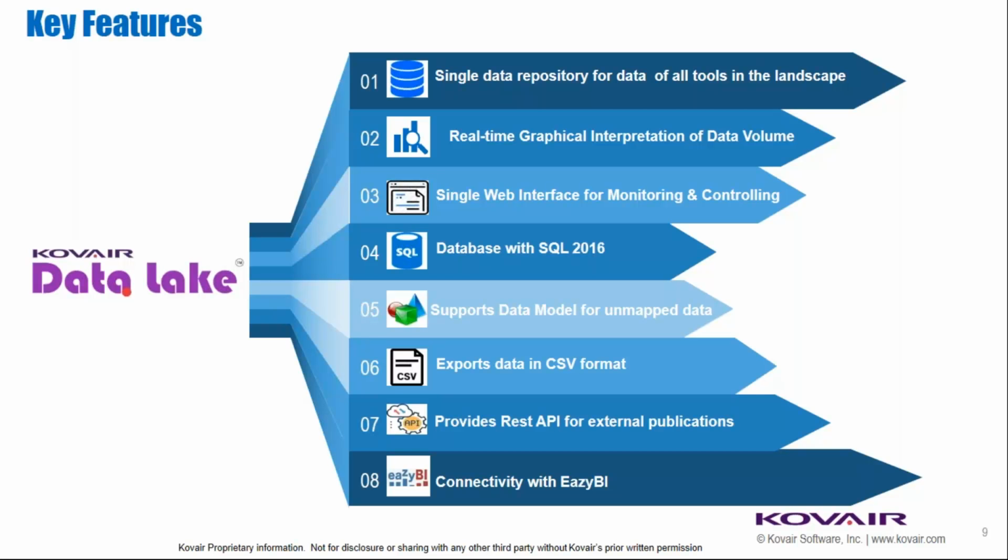You have the data with SQL Server 2016. It supports data models and unmapped data, and has the capability to help you map this data so that between the two, you can take the value of this. Export data in CSV format. If you have data sitting in a different tool and you can extract it into a CSV file, you can load that data into Kovair.